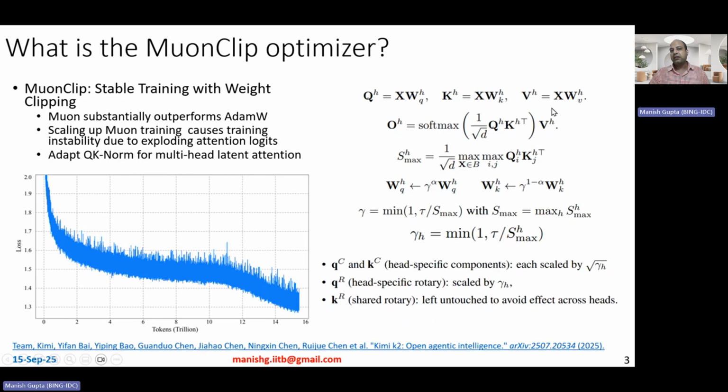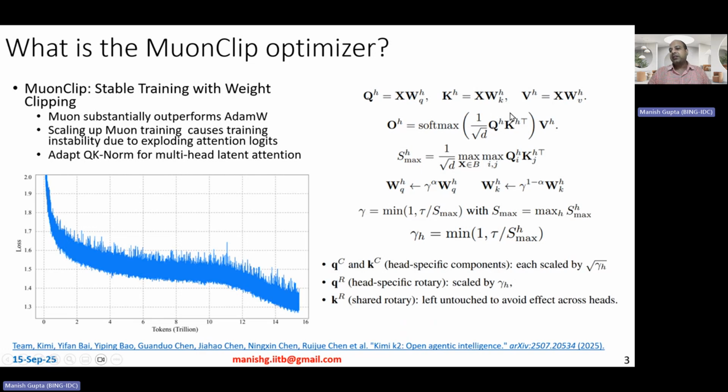And the standard attention computation is done like that. You compute the similarity between queries and keys, and then normalize that, apply softmax, multiply by values, get the output. So basically, these are the attention logits that we are talking about, that they can explode, and therefore it is important to normalize them.